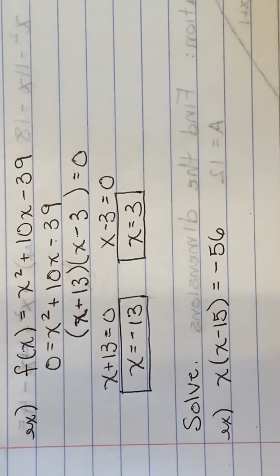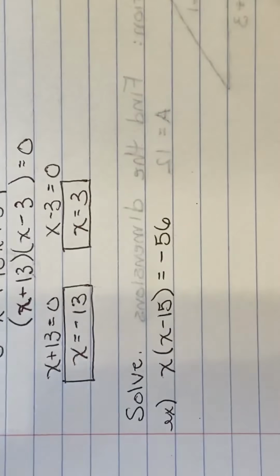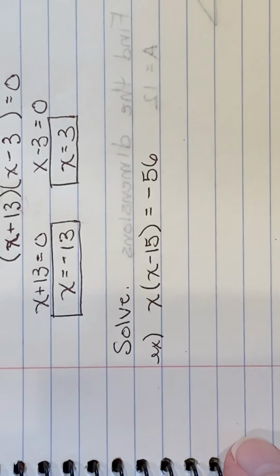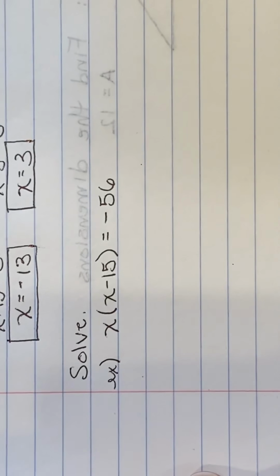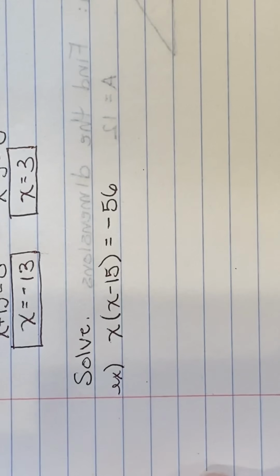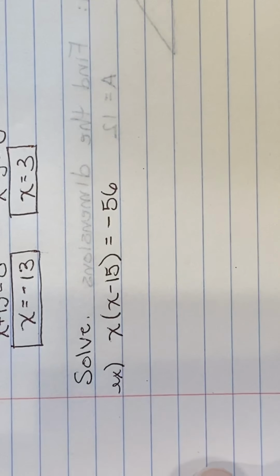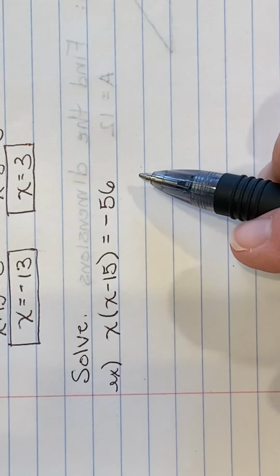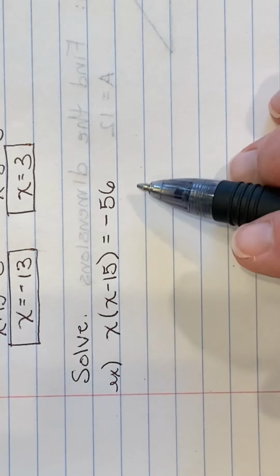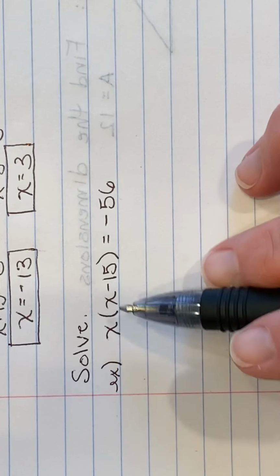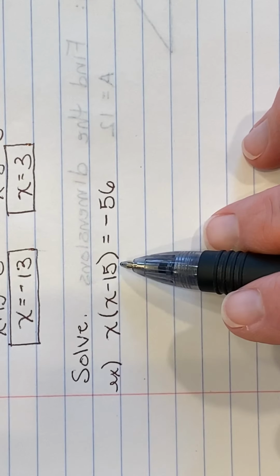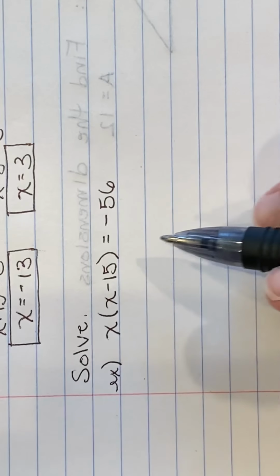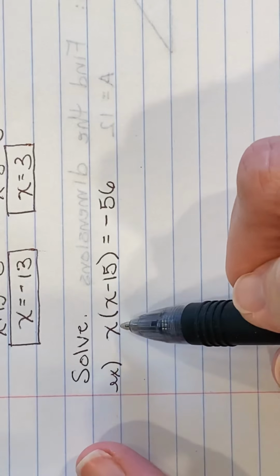All right, the last example that I'll show you is written like this. Solve x times a quantity x minus 15 is equal to negative 56. Don't let this throw you off. We have to write this as a quadratic. That means I'm going to use the distributive property to multiply this through. Then I'm going to set it equal to 0 and factor. So let's go ahead and do that.